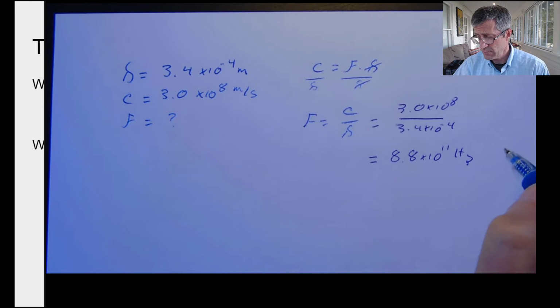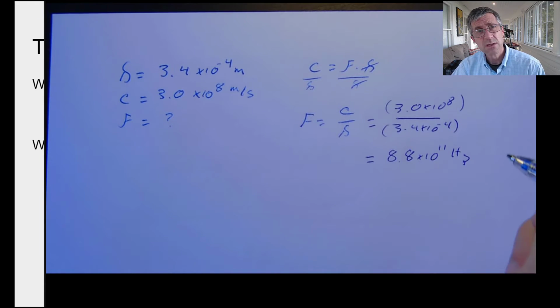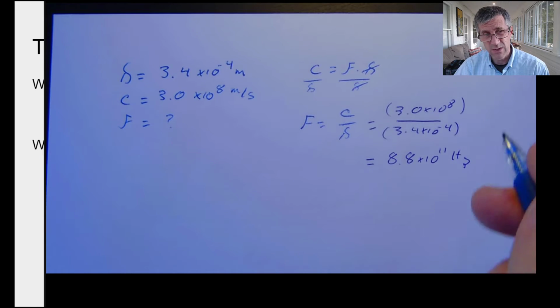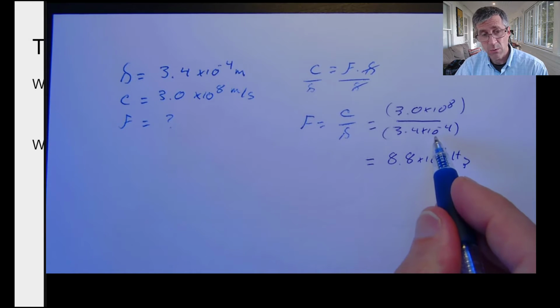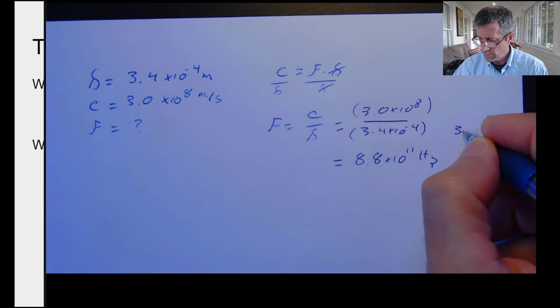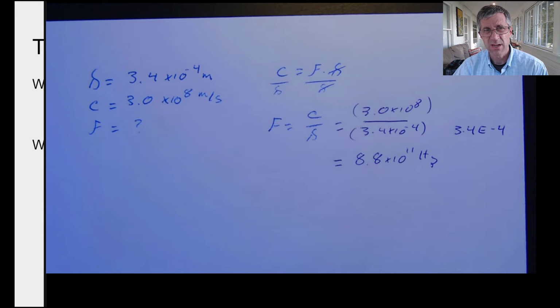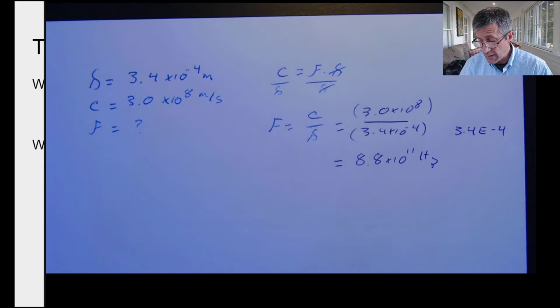So sometimes you have to put parentheses around things in your calculator to make it work out. And I like using the E, remember, times 10 to the power of. I can write this in my calculator as 3.4 capital E negative 4. Sometimes it's called EE or EEX, depends on your calculator how it's done. So that's one situation.